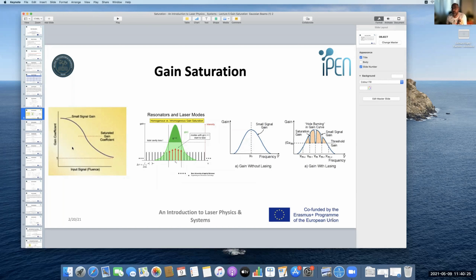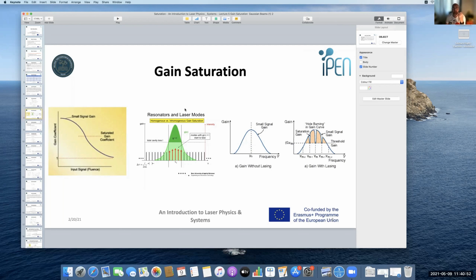All right? So the definition of saturation is the clamping of the gain to the threshold, but in mathematics, when we use the Einstein equation, we say that the onset towards saturation comes from the point that the population inversion has dropped by 50%, and this corresponds to a specific intensity, which is called the saturation intensity.